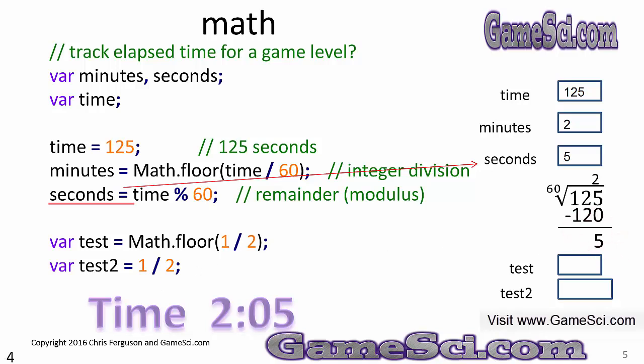And that's what the user wants to see. They don't want to see 125 seconds. They don't want to see 2.22345 minutes. They want to see 2 minutes and 5 seconds. So I'm showing you how math is done, and all the standard math operators apply. Add, subtract, multiply, divide. This new one, modulus, is the remainder operator. Get used to it. Standard math applies to Java.